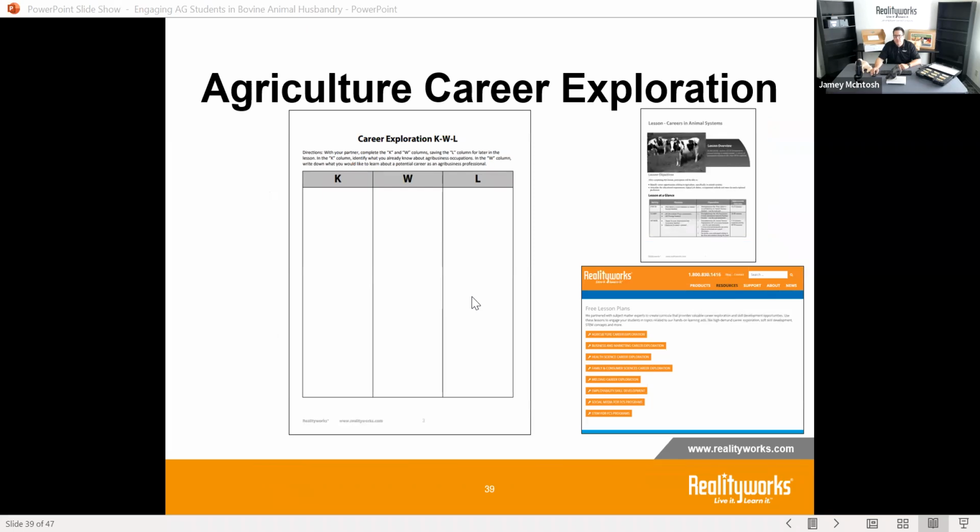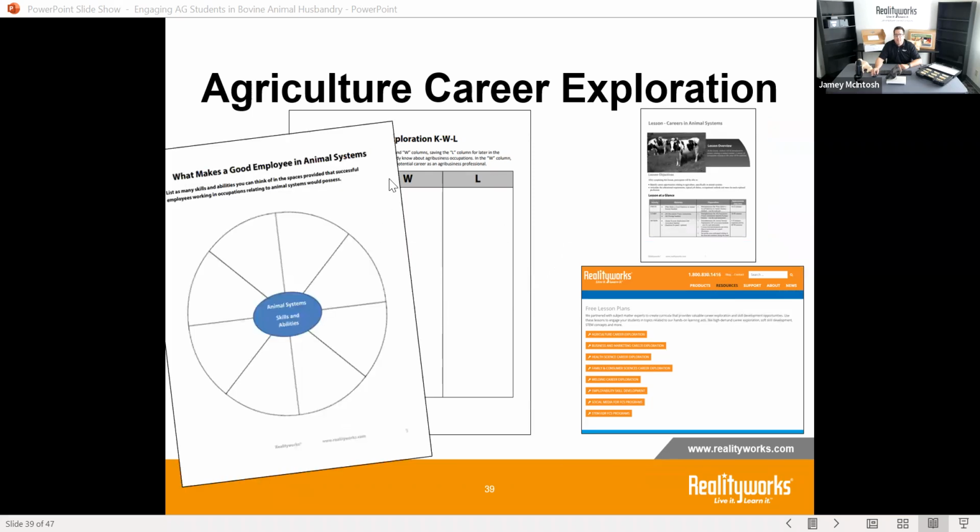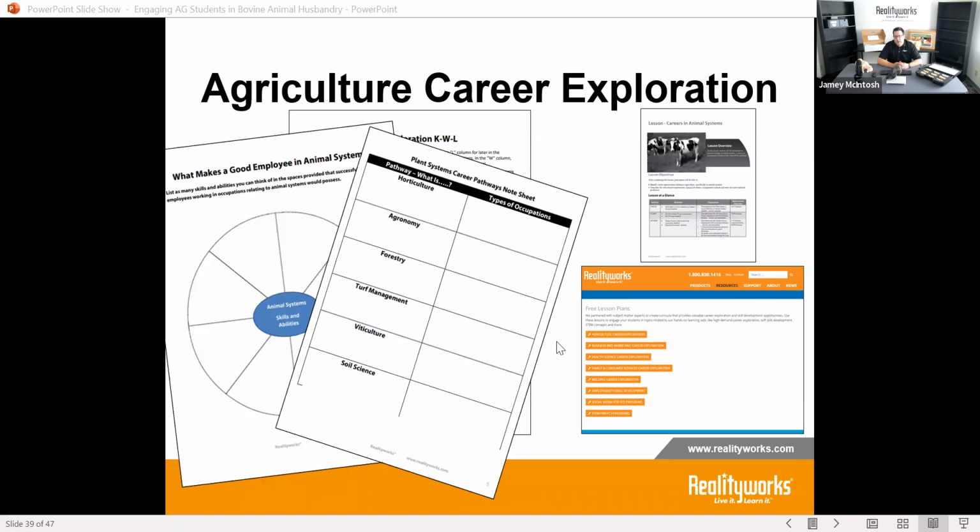Another area that I want to talk through is what's included in all of these. Inside of this, and in this case it's careers in animal science, it actually gives you the worksheets that you would use to understand what a good employee in animal science includes. It has you start looking at what you know, what you want to know, and what kinds of careers are involved in that world. It gives things like what type of opportunities might be in certain areas that maybe you never thought about, or maybe you did.